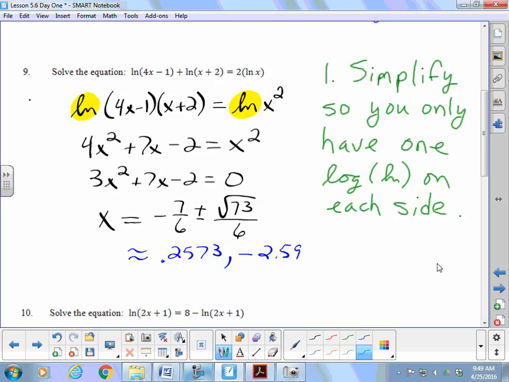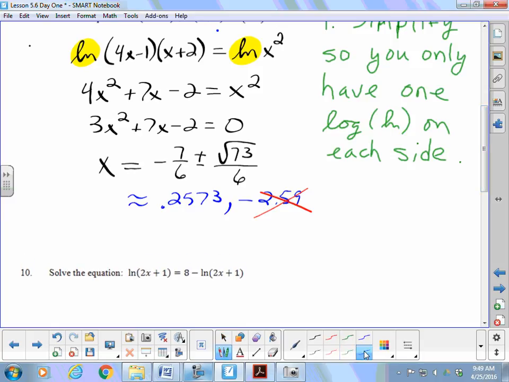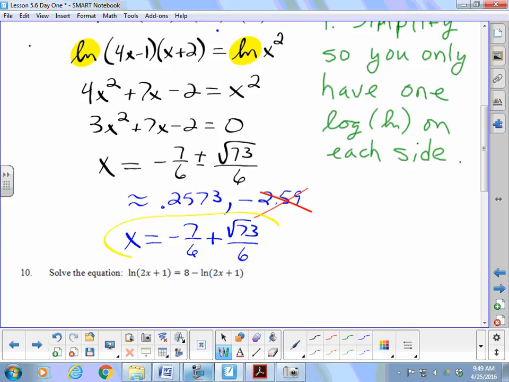Because when I put the negative 1 into this one here, negative 2.59 plus 2 is a negative number. Or if I put it in over here on the right-hand side, I cannot take the natural logarithm or the logarithm of a negative number, so this one doesn't work. So my answer then is going to be the exact value of x equals negative 76 plus the square root of 73 over 6. There's only one answer, and it is that exact value that we're going to use for our answer.